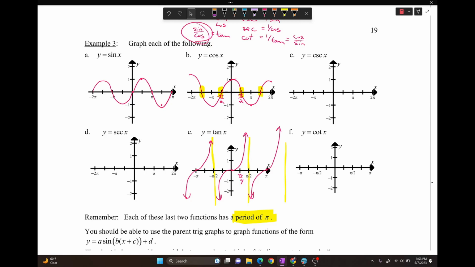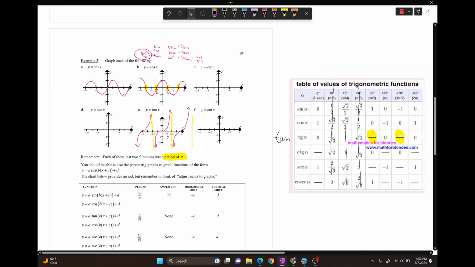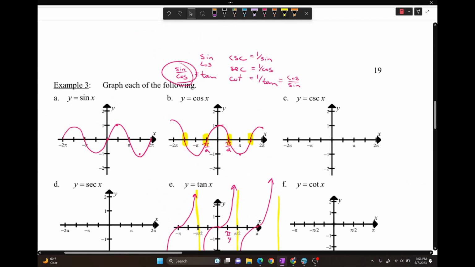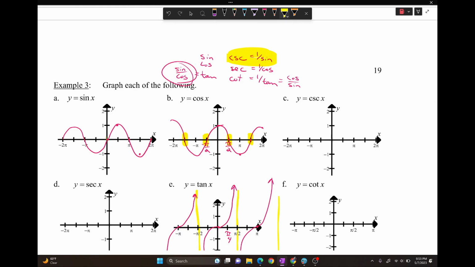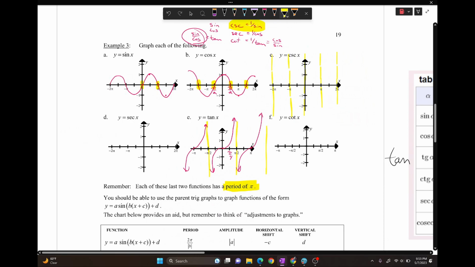Now that I've said that, though, let's go ahead and do cosecant and secant really quickly. Again, I'm using this factoid right here, which is that cosecant is 1 over sine. So where is sine equal to 0? It's equal to 0 here and here. And so there will be an asymptote right here, and another asymptote right here, and another right here, and another right here, and then right here, because cosecant and secant do not have the same period. Okay, what they have is, oh wait, do they? Each of these last two functions has a period of pi, but doesn't cosecant also have a period of pi?